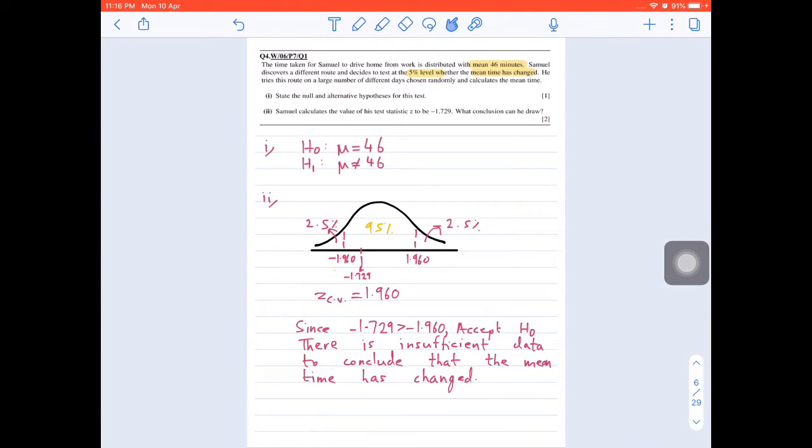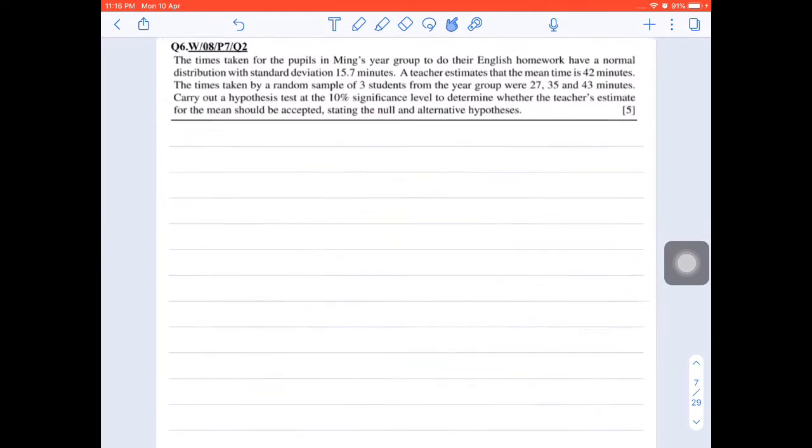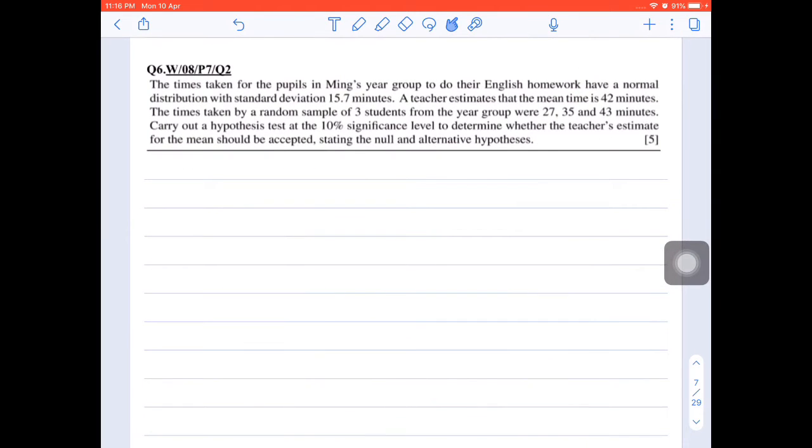I hope this question is clear. The times taken for the pupils in Ming's year group to do their English homework have a normal distribution with standard deviation 15.7 minutes. A teacher estimates that the mean time is 42 minutes. The times taken by a random sample of 3 students in the year group were 27, 35 and 43 minutes. Carry out a hypothesis test at the 10% significance level to determine whether the teacher's estimate for the mean should be accepted.